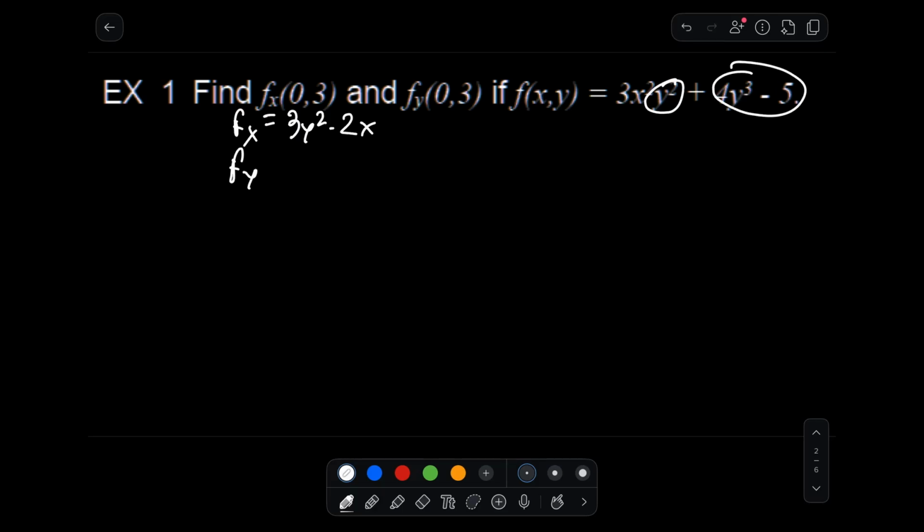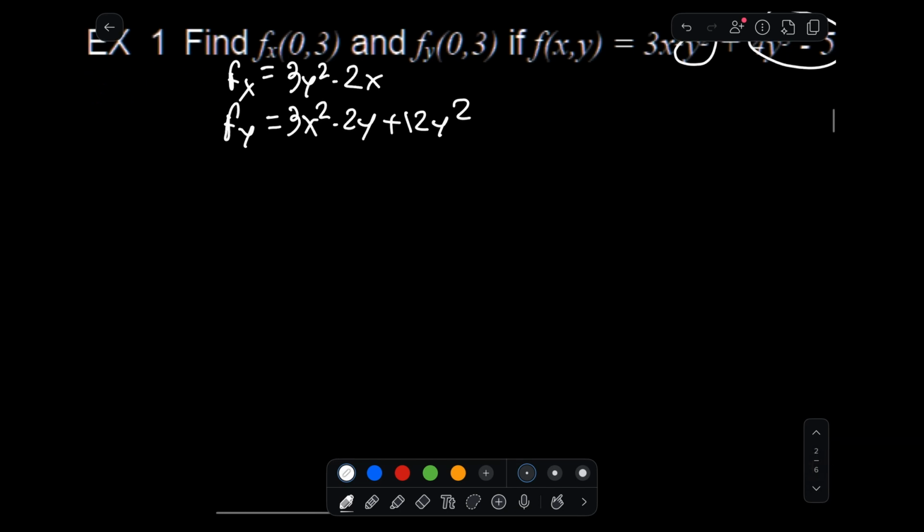f sub y. We have x now as a constant, so we can just leave the x out front. Then we have 12y squared. And then the 5 is also a constant with respect to x and y, right? That's not going to change. Now we can actually evaluate these at their respective points in space.